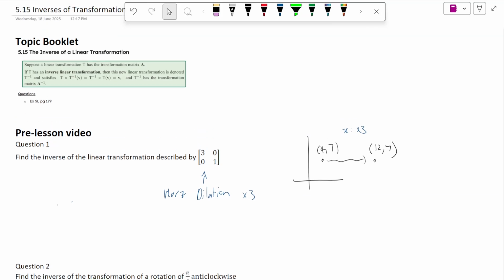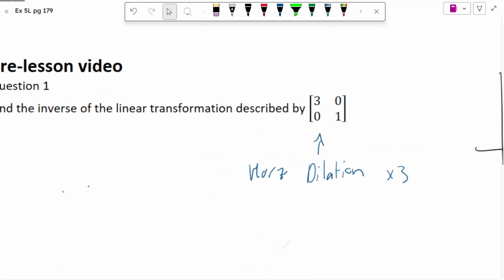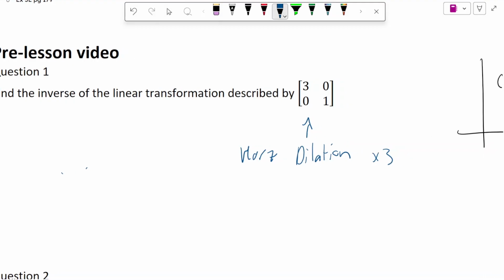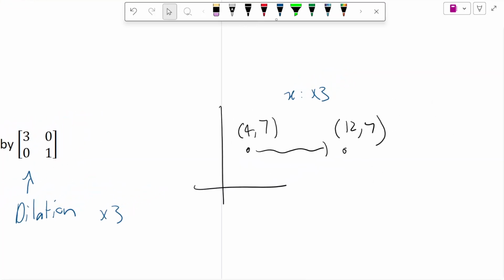In this video, we're looking at inverse transformations. So for example, this transformation here is a horizontal dilation with a scale factor of 3. If I did this to a point, (4, 7), the x value would triple. So I would get (12, 7).